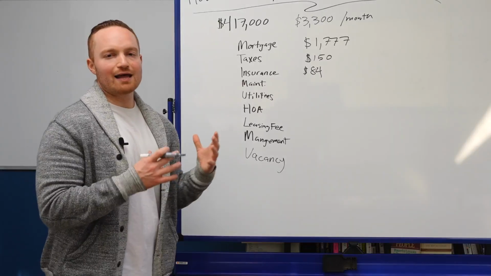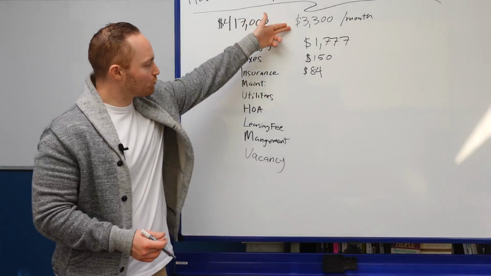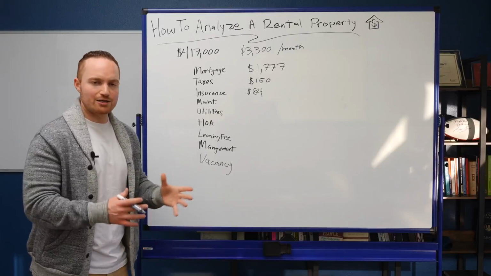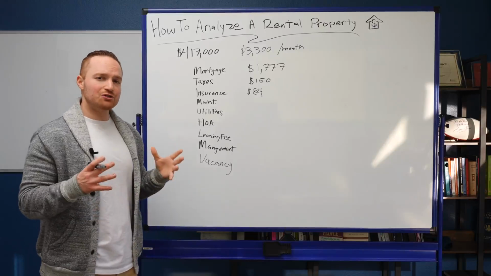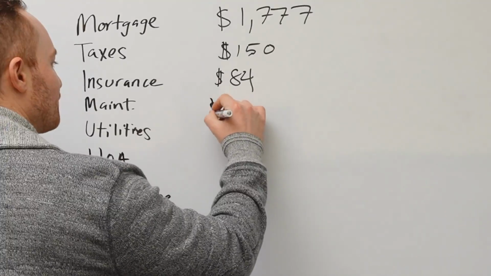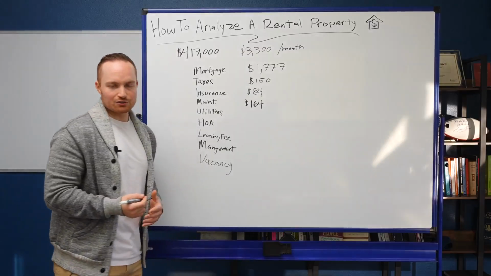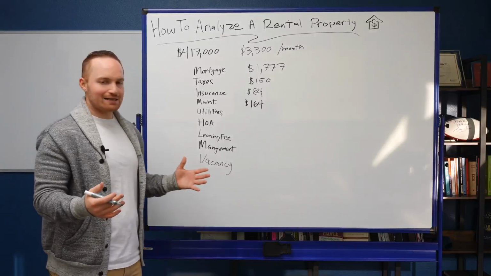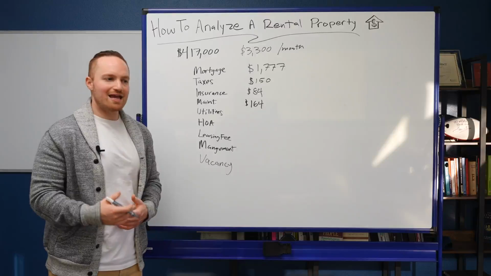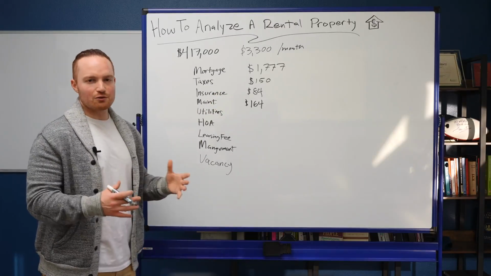So for me, I'll allocate a certain percent, anywhere from 5 to 10% of the gross rent to be allocated towards our maintenance budget. Because this is a brand new construction property, I only budgeted about 5% of the gross rent, which was about $164 per month going to my maintenance costs, right? This is for anything that comes up when my tenant calls me and says, hey, the oven's broken. Hey, my refrigerator's leaking. You know, this is the budget that covers those items.